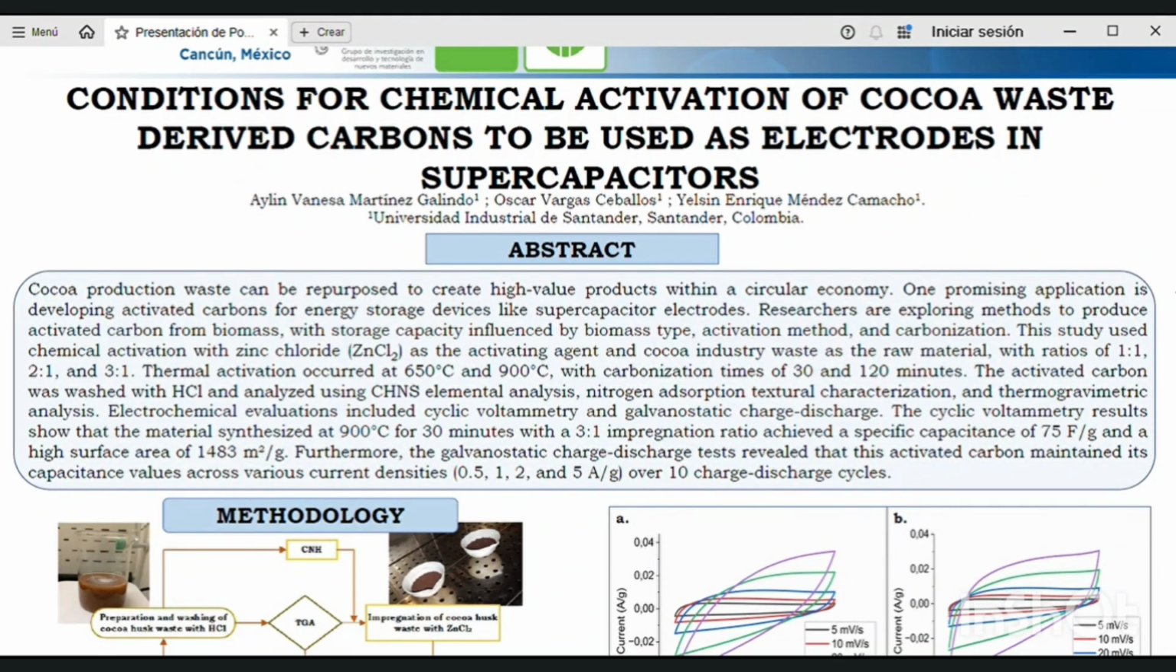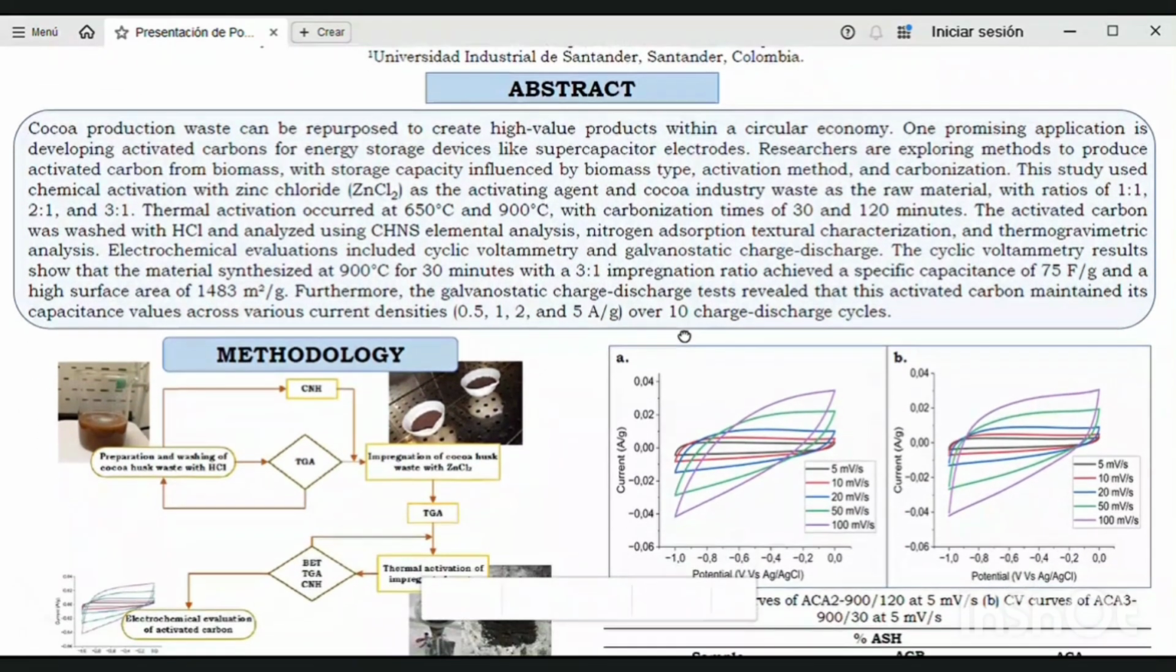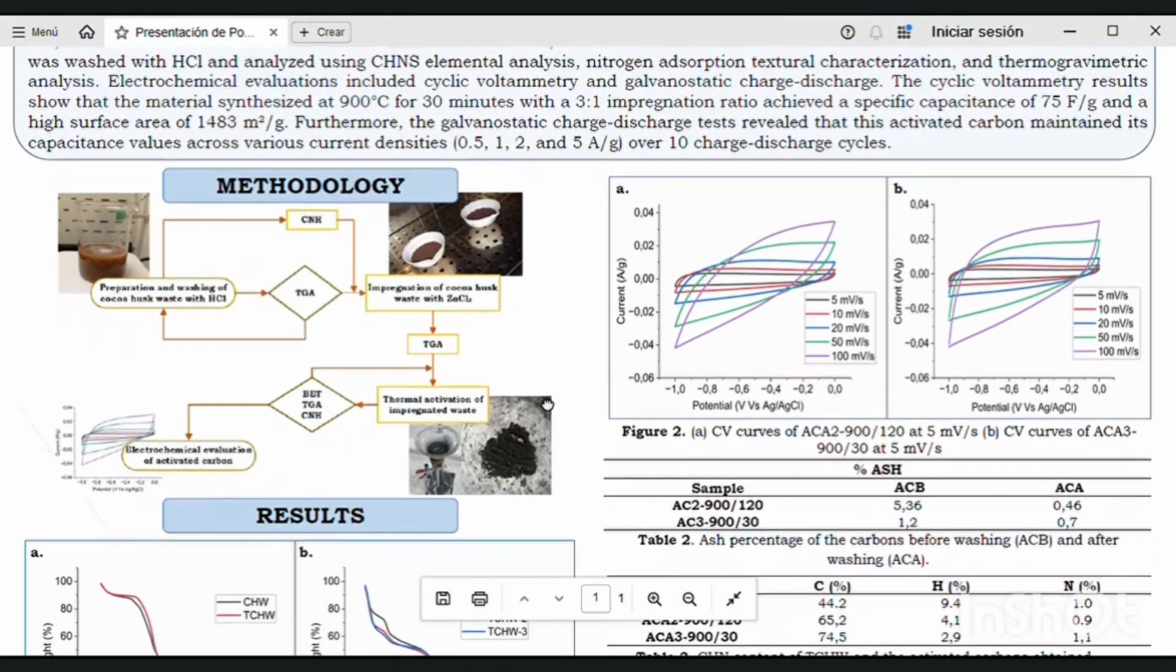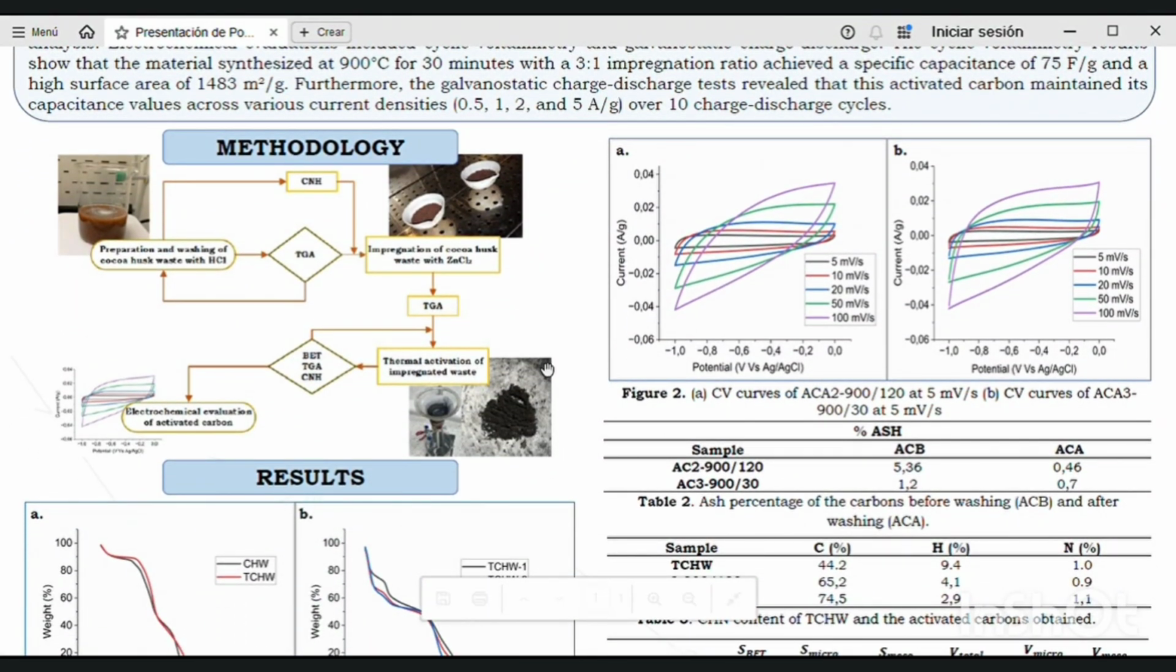So the process consists of the following. The cocoa was dried at 80 degrees Celsius to get rid of the moisture and alcohol content in the material. The cocoa was pre-treated with hydrochloric acid 1 molar, followed by washing with distilled water until the washing water reached a pH close to neutral. Finally, the pre-treated waste was dried at 80 degrees Celsius to eliminate moisture and prevent decomposition.